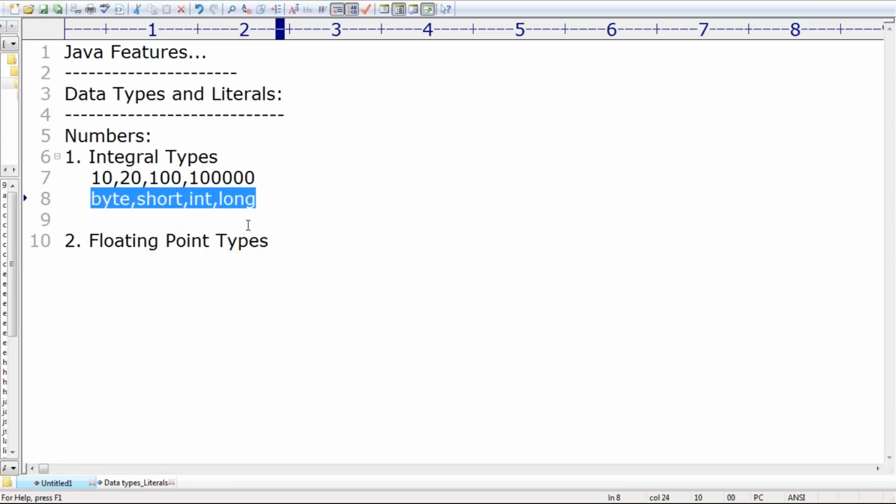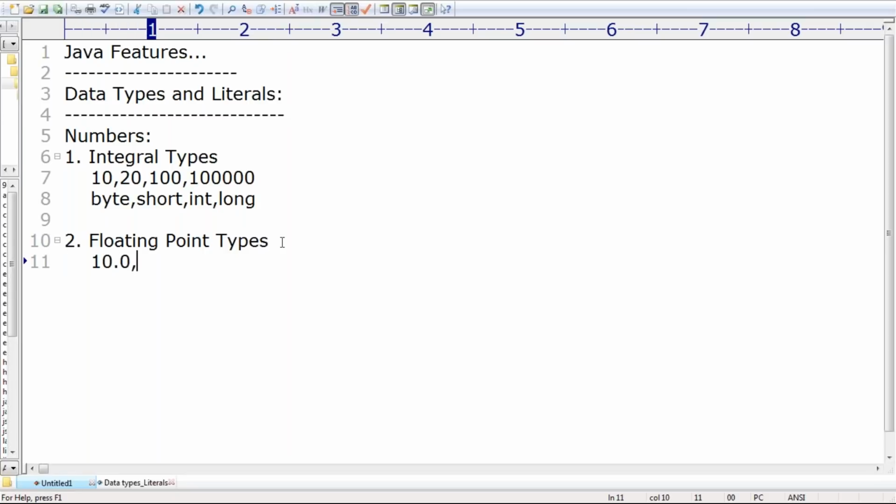If you want to represent floating point numbers, like 10.0, 12.123, or 65.78, that is, numbers with decimal places, such numbers are by default considered as real numbers. So to represent floating point data types, we have float and double. Are you able to understand?